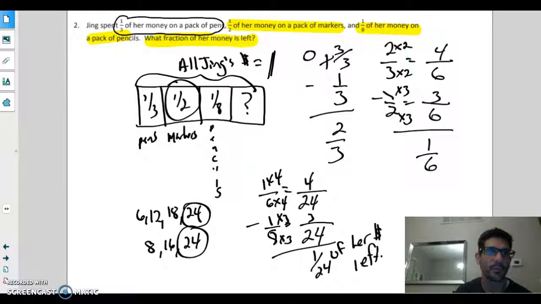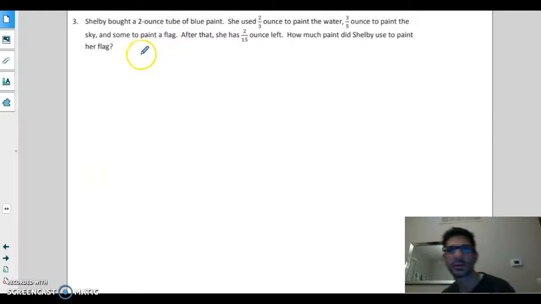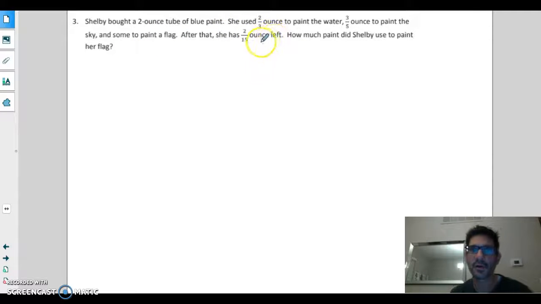I think I got one more. Shelby bought a 2-ounce tube of blue paint. She used 2/3 of an ounce to paint the water, 3/5 of an ounce to paint the sky, and some to paint the flag. After that, she has 2/15 ounces left. How much paint did Shelby use to paint her flag?